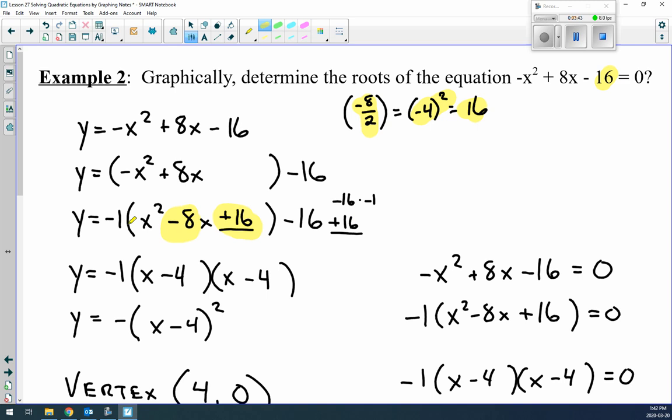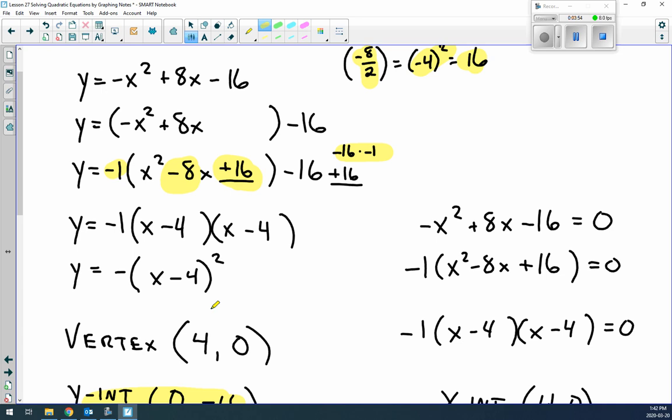But there's that negative 1 out there. It's going to affect this. So what we do is we do our negative 16 minus our negative 1 right there. Little cheat notes up at the top, and then we end up with a positive 16. Okay. Now we're going to break it into 2 binomials. So x minus 4 and x minus 4.